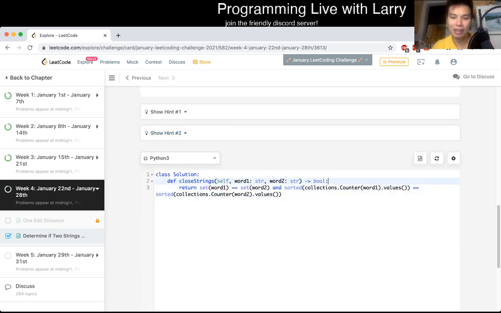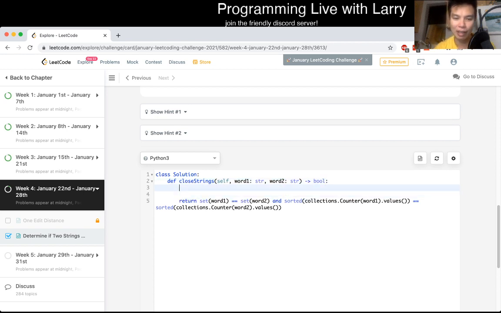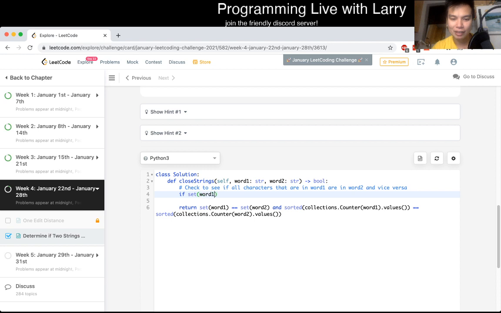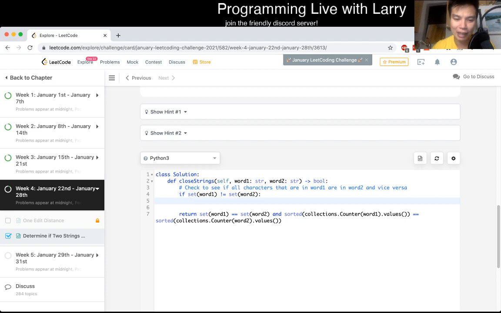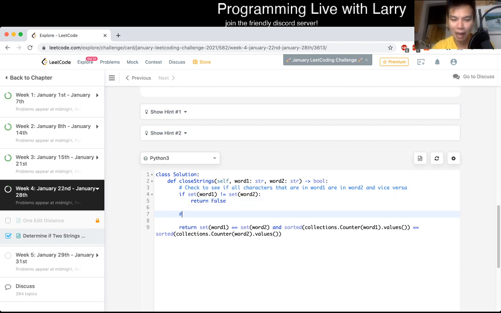I spent a couple of minutes to write it up to make it a little bit more readable. So check to see if all characters that are in word 1 are in word 2 and vice versa. So if set of word 1 is not equal to set of word 2, that means that some characters that are in word 1 are not in word 2, or the other way around, so we return false. Otherwise, we build a frequency map.